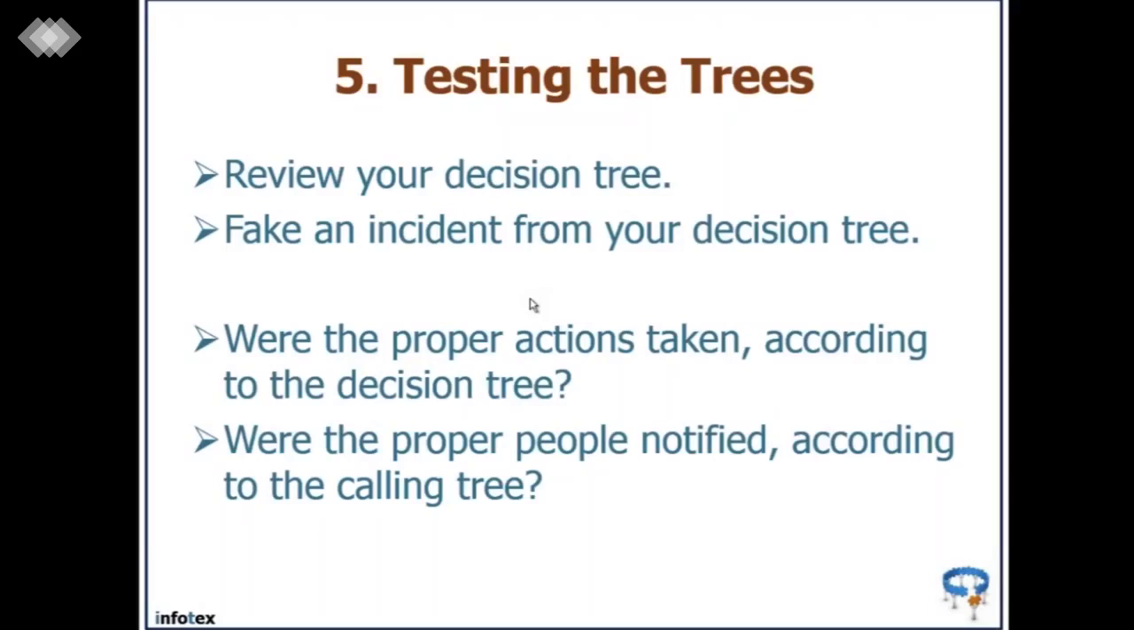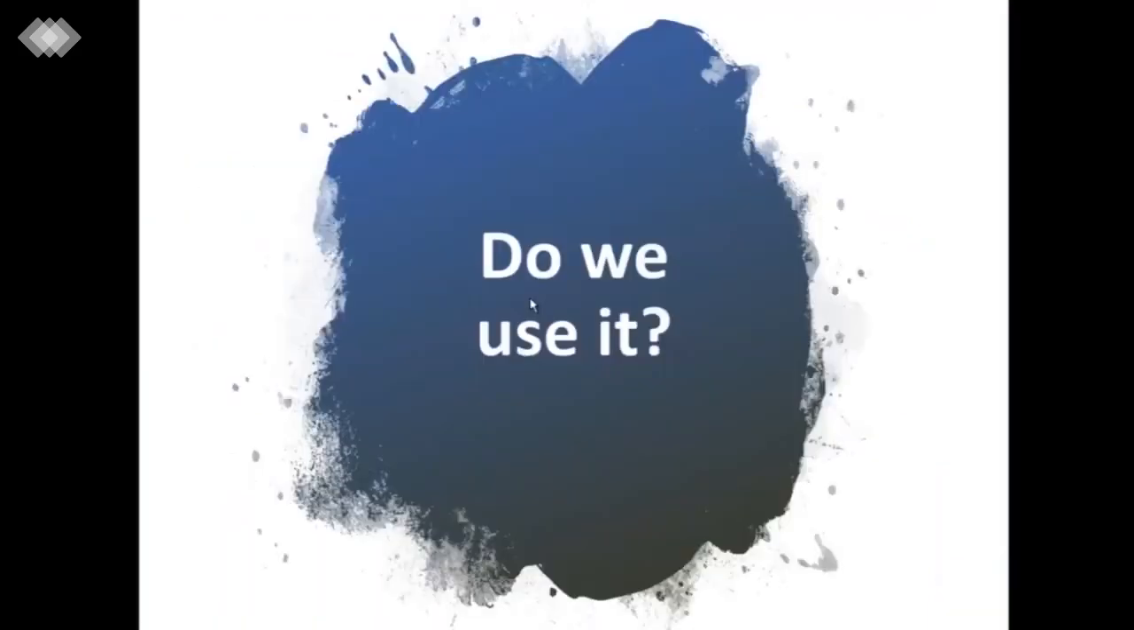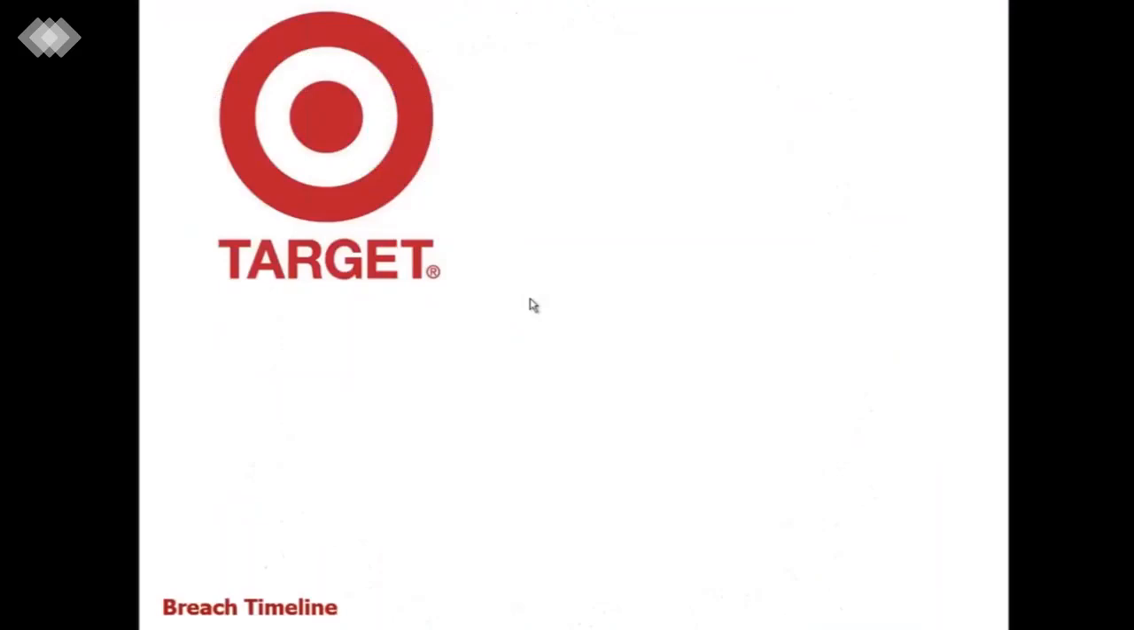Don't just wait for your annual tabletop test. If you're doing that, you're doing it to check something off a compliance list. If you're testing the trees on a regular basis, it's because you truly do want to turn a lemon into lemonade when it finally does arrive. And by the way, lemons arrive. We don't talk about if anymore, we talk about when. And we have seen organizations turn lemons into lemonade again and again and again because they had a very well prepared incident response team.